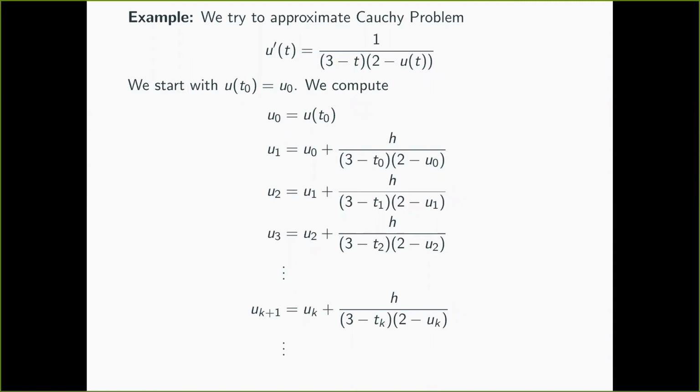So we start with u0, the initial condition, and we compute u1 is equal u0 plus the fraction h over 3 minus t0 times 2 minus u0. u2 is equal u1 plus h over 3 minus t1 times 2 minus u1. And u3 is equal u2 plus h over 3 minus t2 times 2 minus u2, etc. Eventually, uk plus 1 is equal uk plus h over 3 minus tk times 2 minus uk.